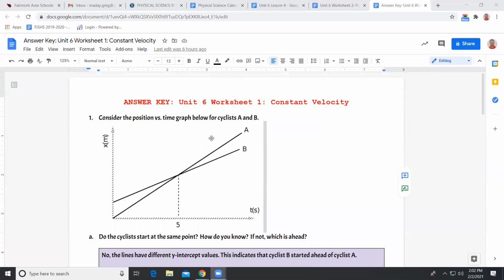Okay, so that's going through Unit 6 Worksheet 1. It's a quick review. Let me turn one thing off.